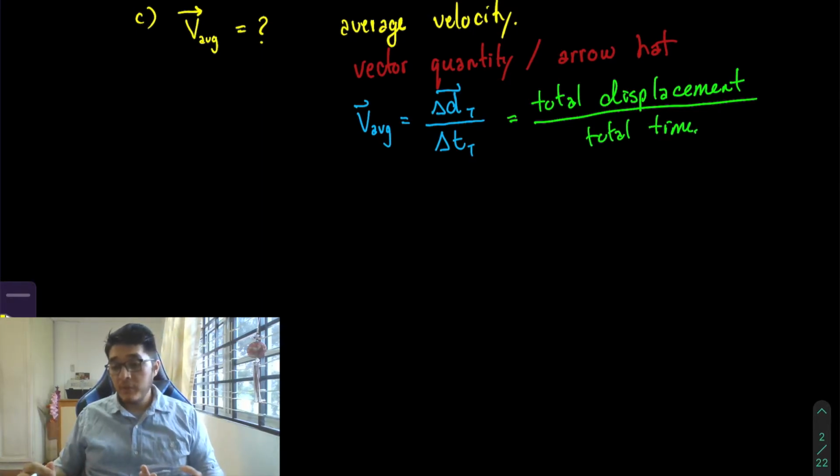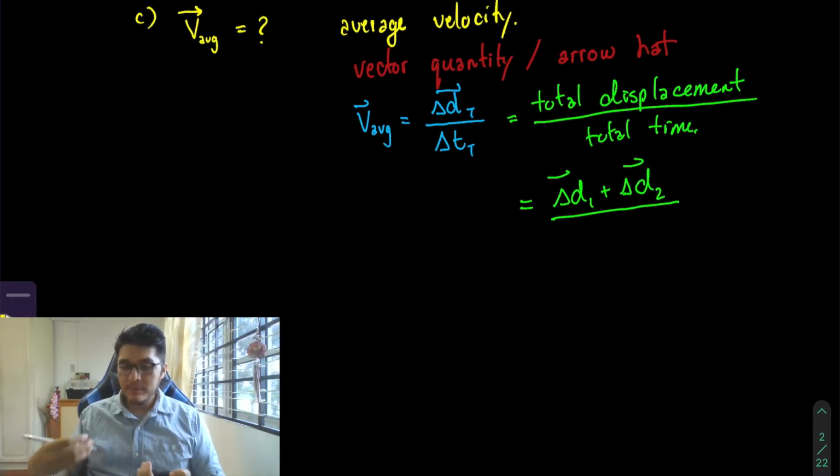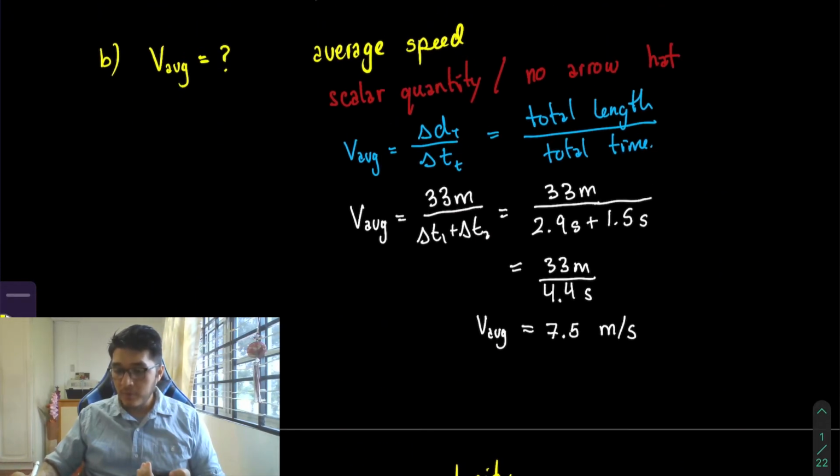So this is different from before, because before it was the total distance traveled, and that was a scalar quantity. Now we have total displacement, which is a vector quantity. So the total displacement is the sum of the individual displacements, delta d1 plus delta d2. And remember, our total time was delta t1 plus delta t2. And I think it was 4.4 seconds, so let's write that in. Let me just quickly double check. Yeah, 4.4 seconds.